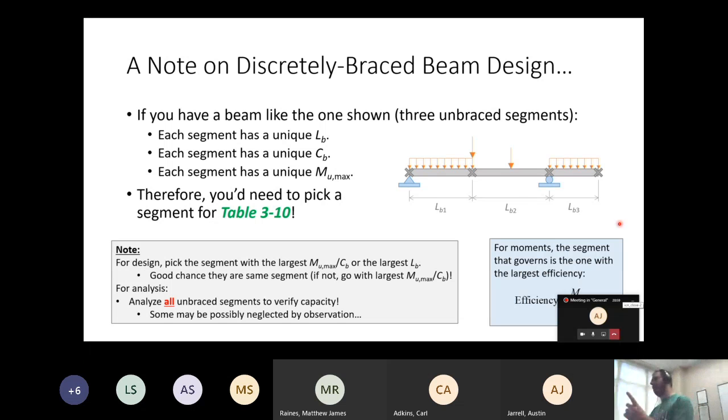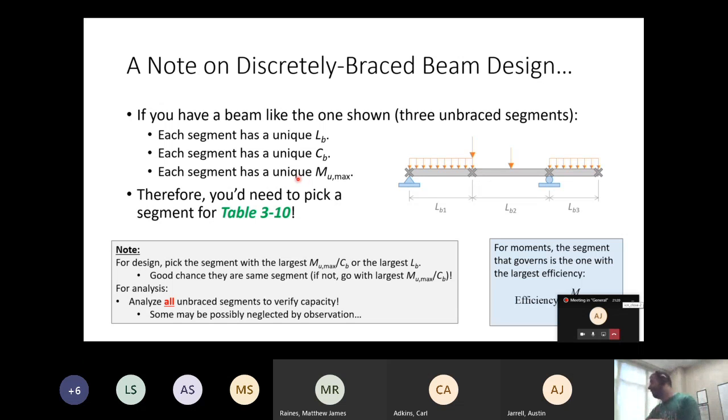So if you have a beam like this one, where it's really weird, you've got like 3 different unbraced segments. They're all different lengths. The loading's weird. So each segment has a unique CB and each segment has a unique M max. How do you go about design?